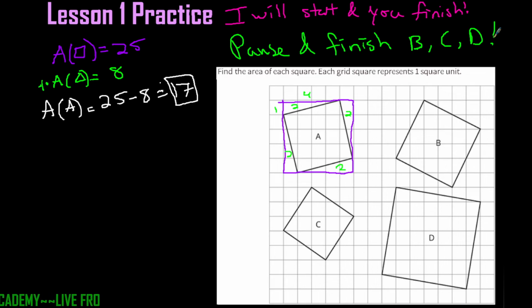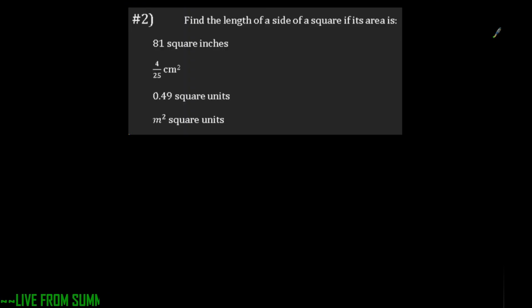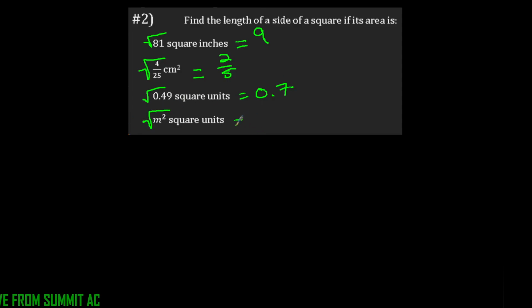All right, so now that you finished number 1, number 2 on the back is find the length of the square if its area is as follows. These are super simple because, again, I'm taking the square root of 81. So the square root of 81 is going to be 9. The square root of 4 over 25 is going to be equal to 2 over 5. The square root of 0.49 is going to be equal to 0.7. And the square root of m squared is just m.